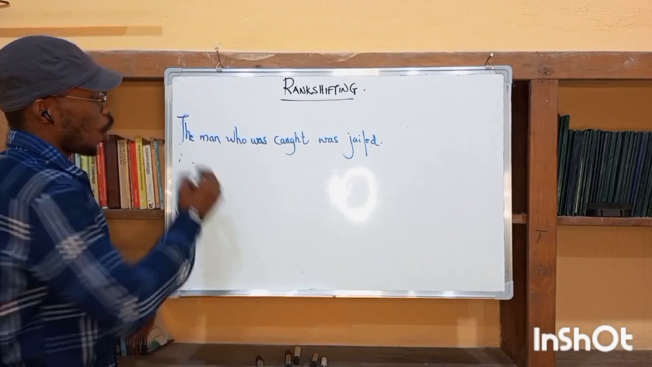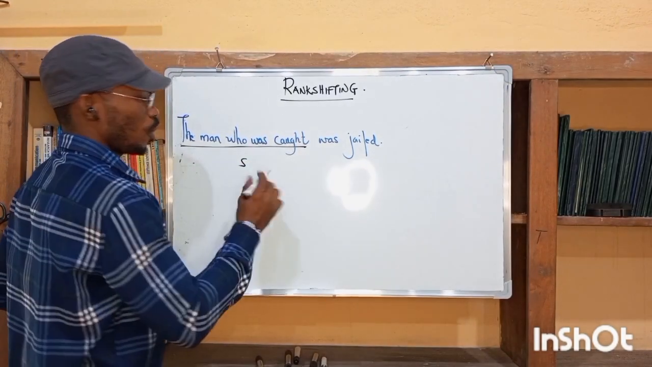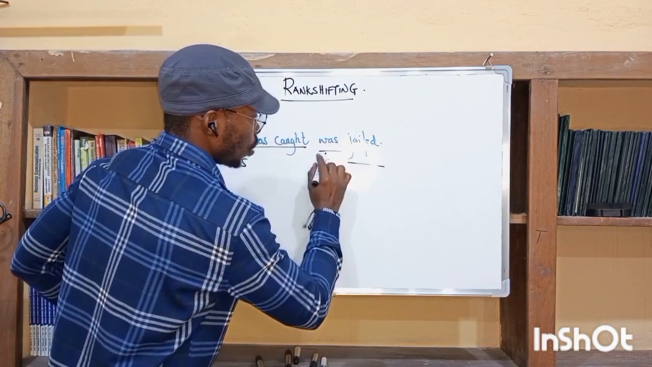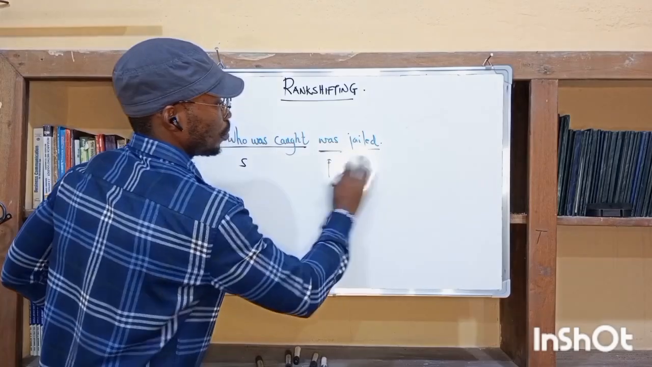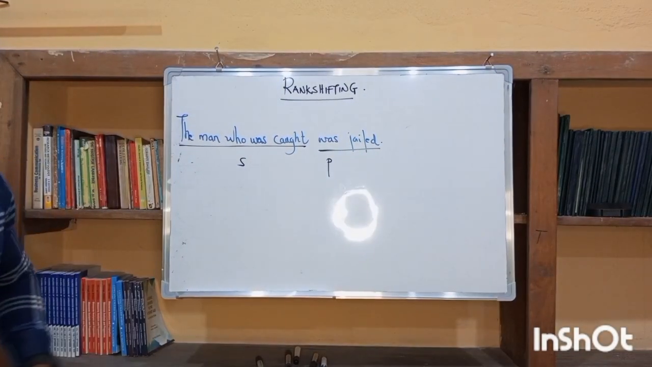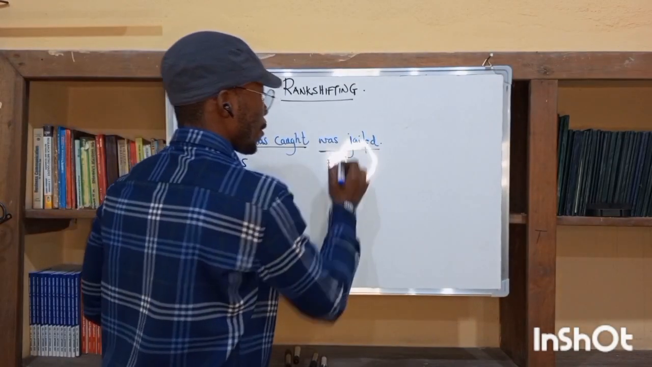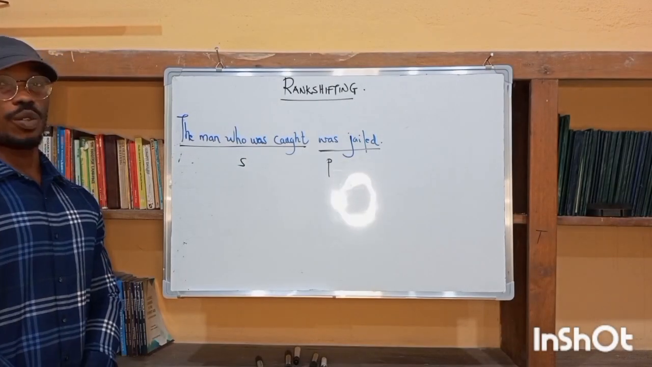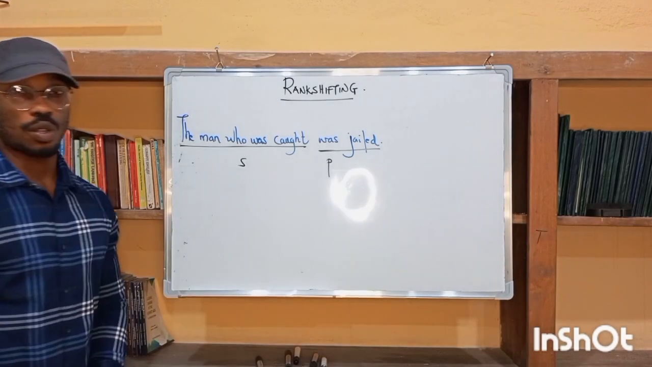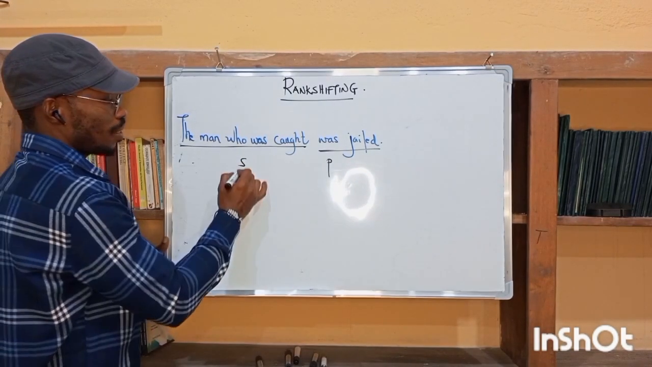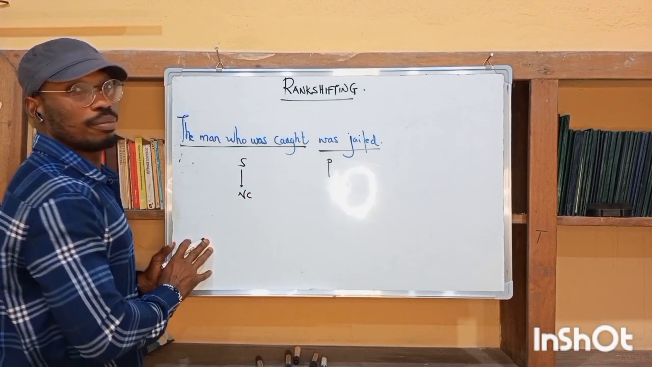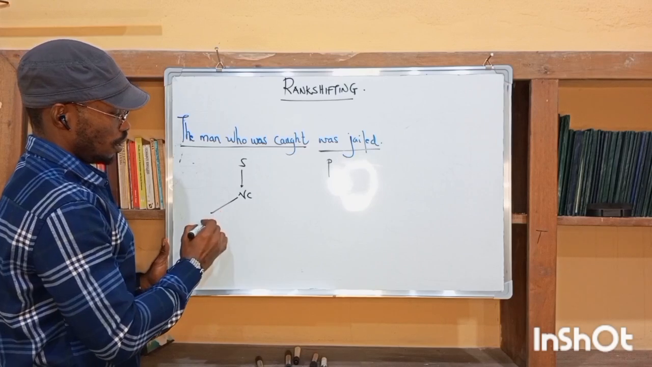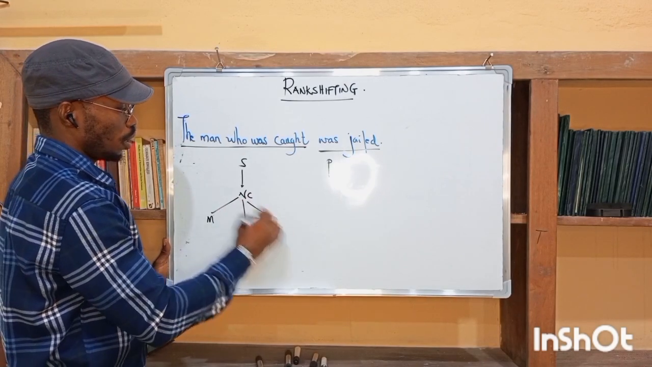The subject of the sentence becomes the man who was caught. The man who was caught. Was jailed is a predicator. The man who was caught was jailed. SP, subject predicator, right? The subject has a nominal clause, alright? And this nominal has constituents or modifier, head word, qualifier.